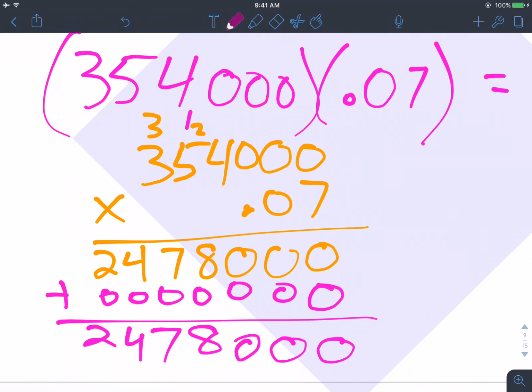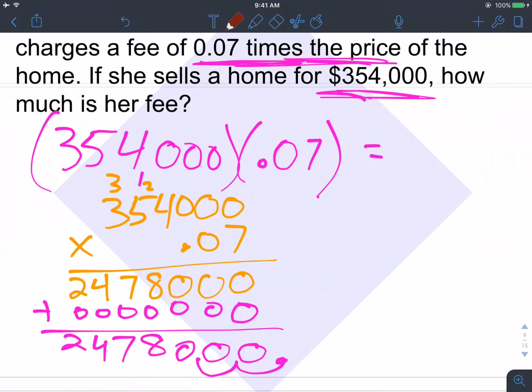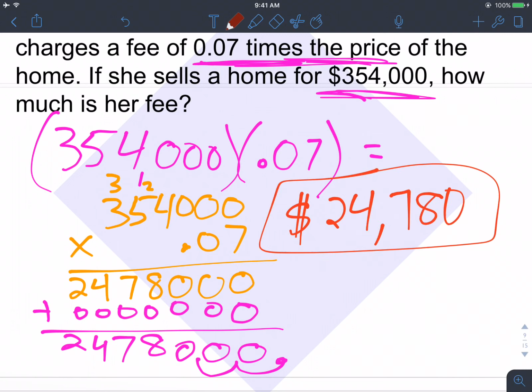How many decimal places are there? So 2 places. So let's go from here and go 1, 2. So if she sells a house for like $354,000, she'll make commission of $24,780. Pretty good. My guess is in the job it's probably more like 2 or 3%.